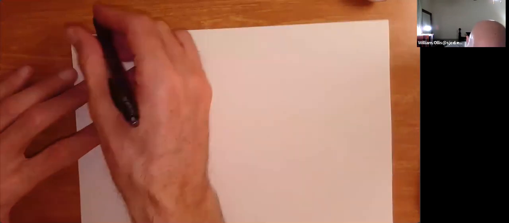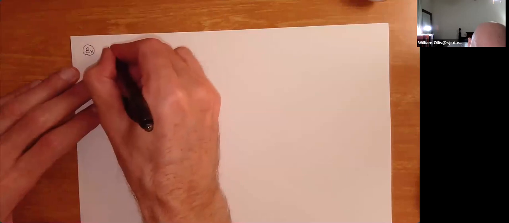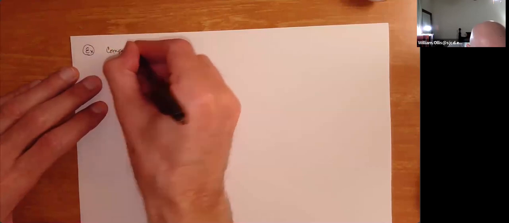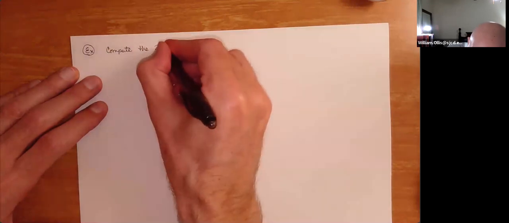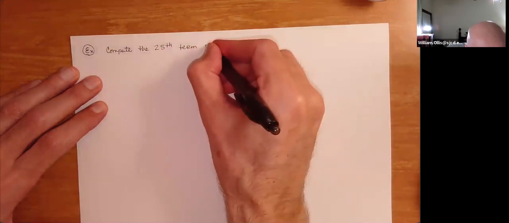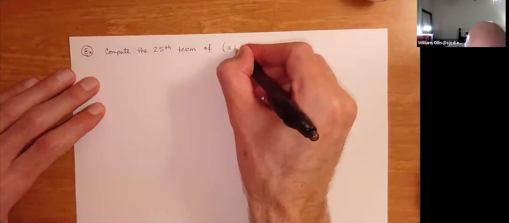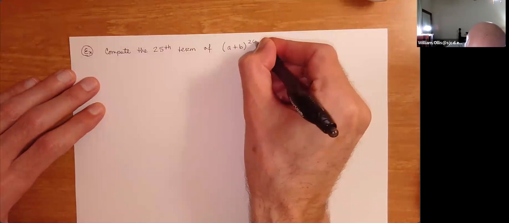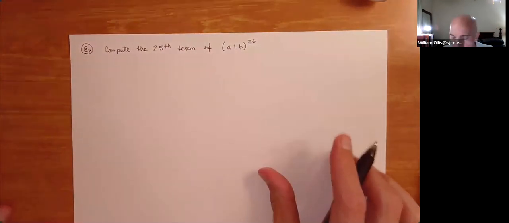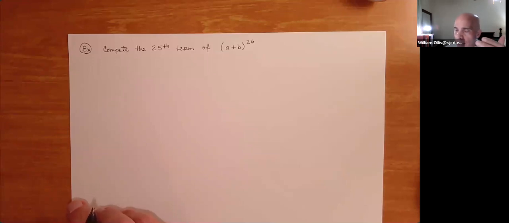Now, here's an example that utilizes the power of the binomial theorem. Here it says, compute the 25th term of, and you're thinking, well, this is easy. This is just generic a plus b to the 26th, okay? Now, here's what's interesting about the binomial theorem. We start with k equals 0 and we end with n, okay? So there are always n plus 1 terms.